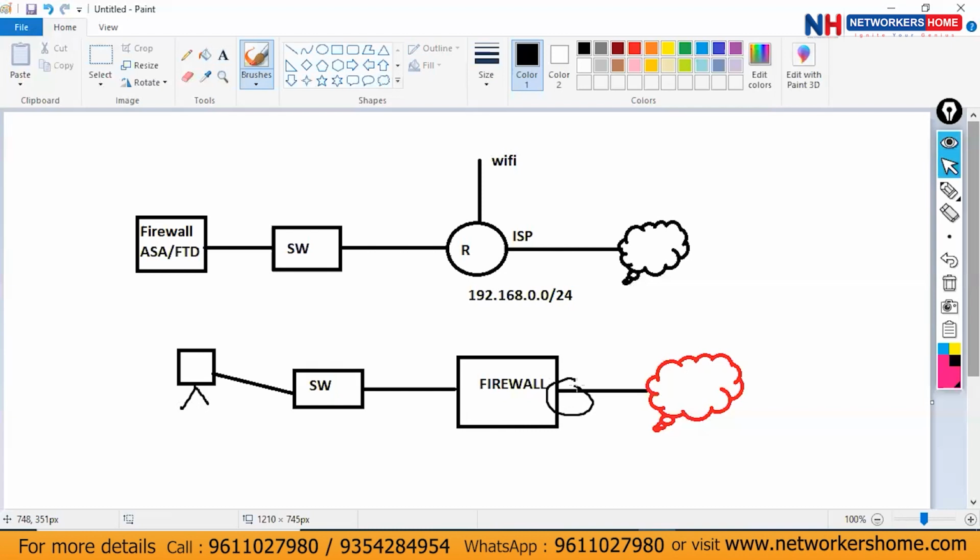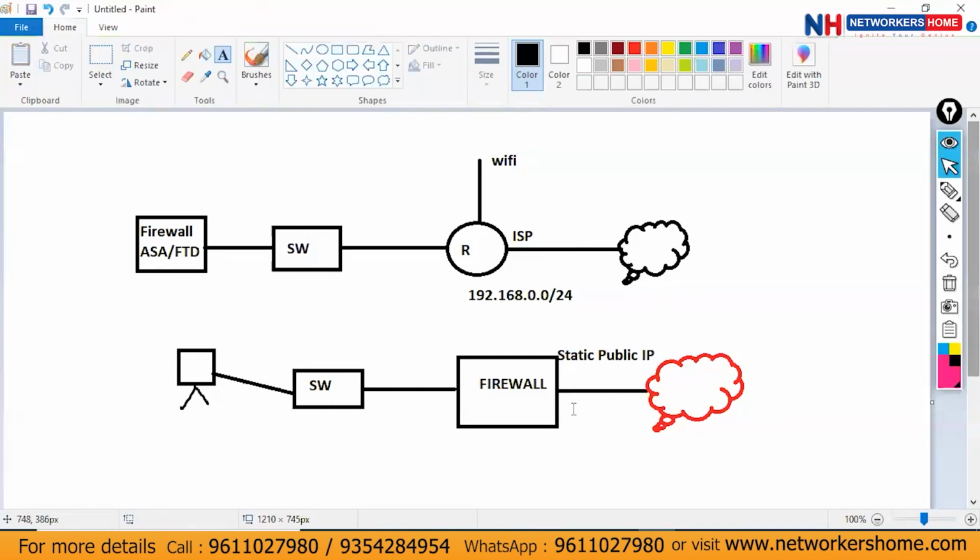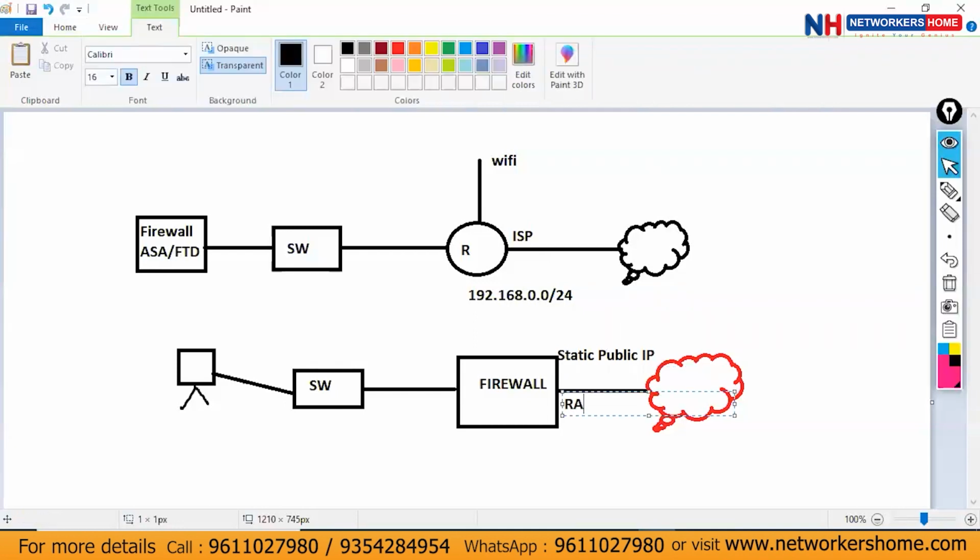Now at the WAN interface, I can install a static public IP directly, and I can use this static public IP for different purposes. I can use it for remote access VPN, or I can use it for destination NAT or PAT, right? I can use a static public IP also for source NAT or PAT, when the packet goes from the LAN to WAN, or comes from WAN to the private DMZ, right? So I can use this for multiple purposes.